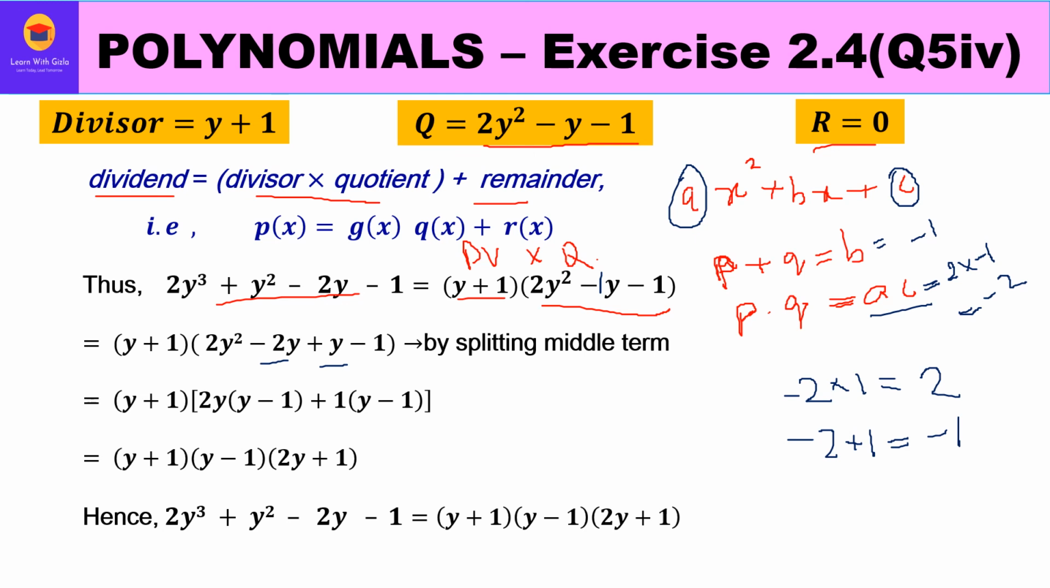Now we shall start by taking common factors. Over here in 2y square minus 2y, 2y is common, so we will take it outside. Inside we are left with y minus 1. And over here 1 is common, and inside we are left with y minus 1. Now y minus 1 is common in both, so we have taken it outside, and 2y plus 1 is left, right? So the factors of the given polynomial are y plus 1, y minus 1, and 2y plus 1.